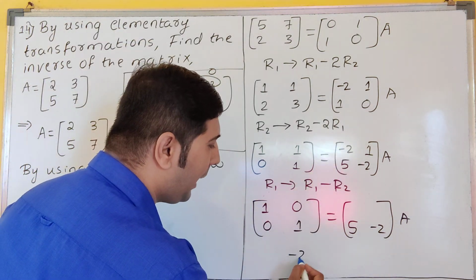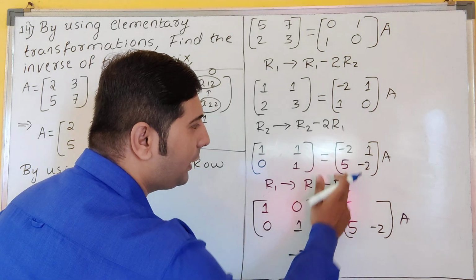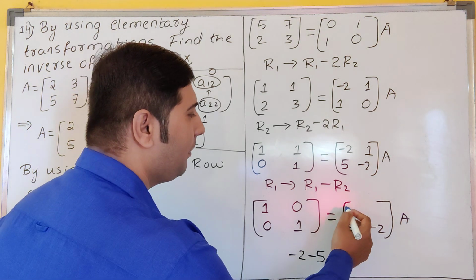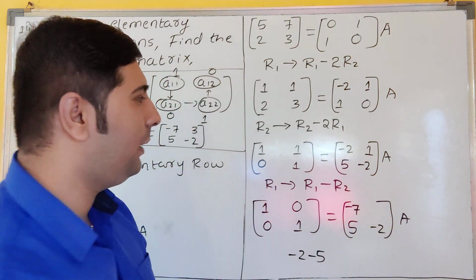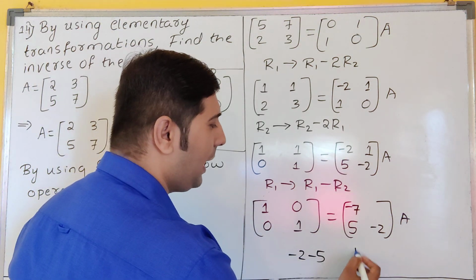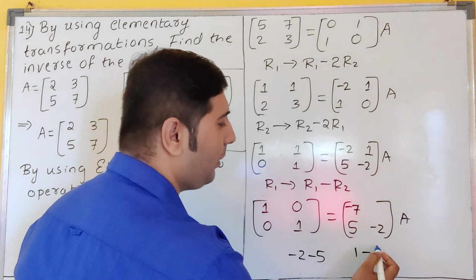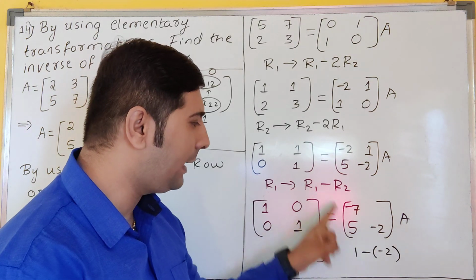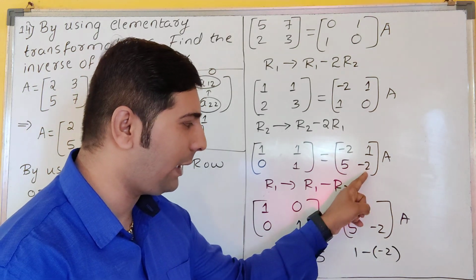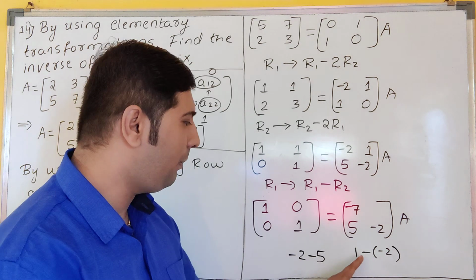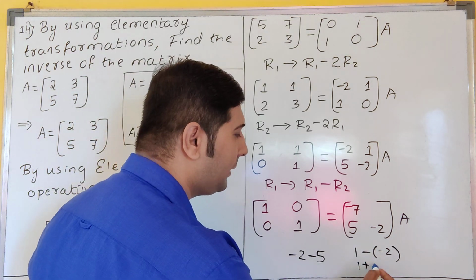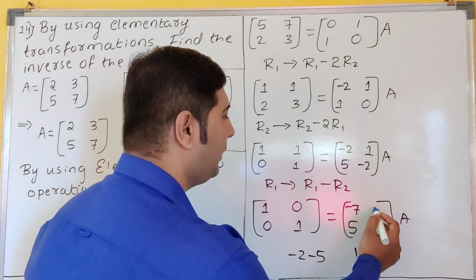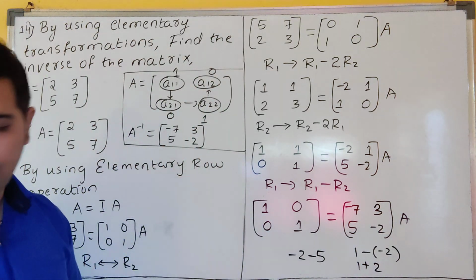So next you see, R1 is how much? Minus 2, minus R2, which is how much? 5. Minus 2 minus 5 is how much? Minus 7. Clear? So R1 is how much? 1, minus R2, which is how much? Minus 2. R1 is 1, minus, I wrote. R2 is how much? Minus 2. Minus into minus plus 2. 1 plus 2 is how much? 3. Can you see your answer?